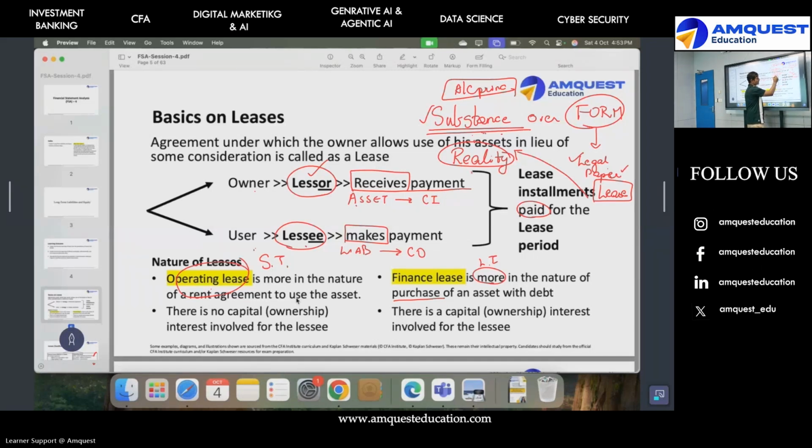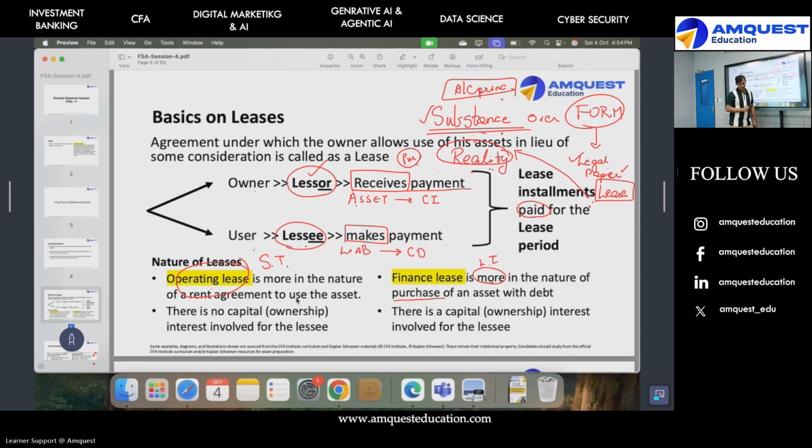So should I record it as a rent or as a purchase? The answer is purchase, because in reality you have not taken rent, you have purchased it, but you're giving it the name of a lease. So the accounting principle, substance over form, means you should record it as a purchase, not as a lease. Got the logic?